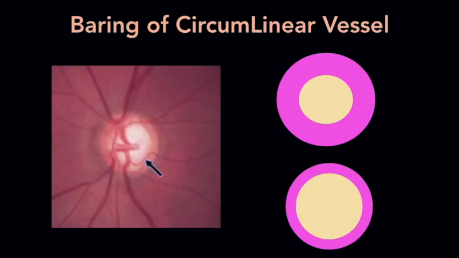Baring of circumlinear vessels is another important feature, what we call BCLV. Circumlinear blood vessels are branches of the central retinal artery. Usually these circumlinear vessels go along the margin of the optic cup, so they will be at the cup margin. Whenever there is a recession of the neuroretinal rim, when the cup becomes larger, this is how the vessel is going to come up. So this is the vessel just outlining the cup margin. Since the cup margins have receded, this is how the vessels are going to be.